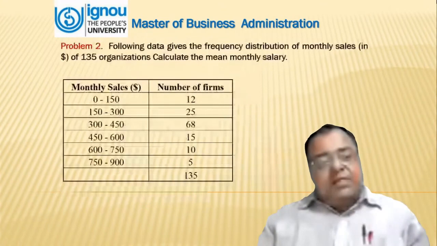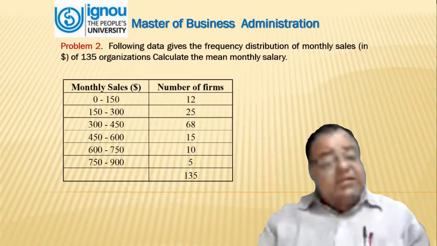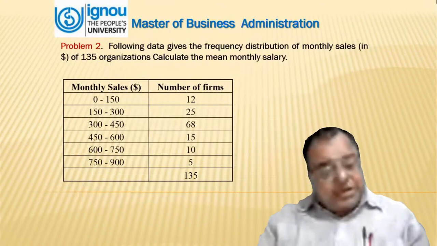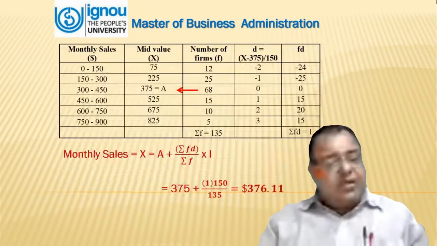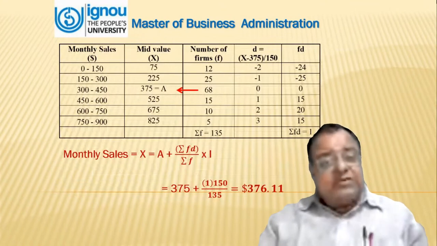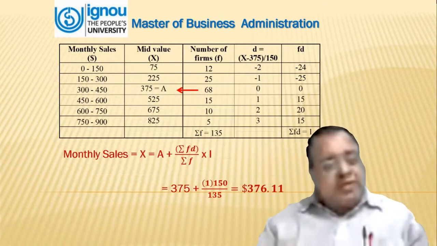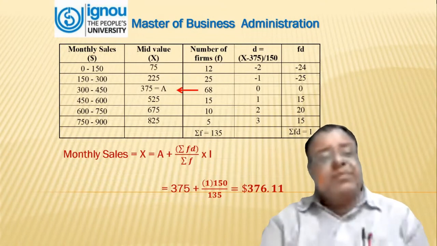Now we have to calculate the monthly mean sales. Now you can see over here that the frequency numbers are big enough, so we will be changing the pattern of solving the problem. Two columns were given to us, that is monthly sales and number of firms. What are the different steps we have to follow? First of all, we have to calculate the mid value. The mid value is calculated as the sum of 0 plus 150 divided by 2. That comes out to be 75.